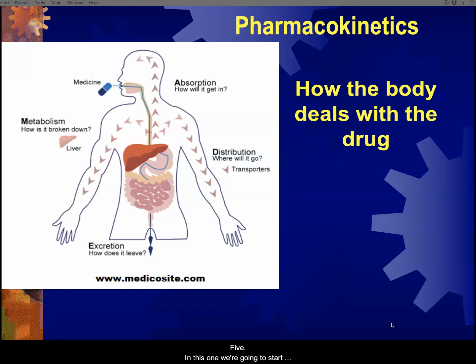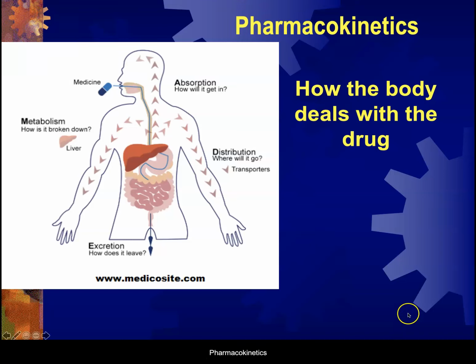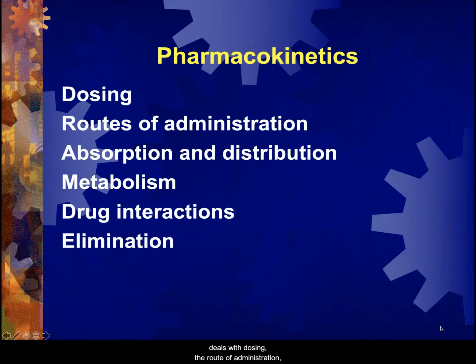This one we're going to start talking about pharmacokinetics, and that is how does your body deal with the drug? When the drug is put inside your body, how does what you've eaten, or how much body fat you have, or how active your liver is, how do those influence the effects of the drug? And pharmacokinetics deals with dosing, the route of administration, how the drug is absorbed into your bloodstream and where it's sent to, how it's metabolized, mostly by your liver, what other drugs it might interact with, and then finally, how do you eliminate? So we will start with dosing.